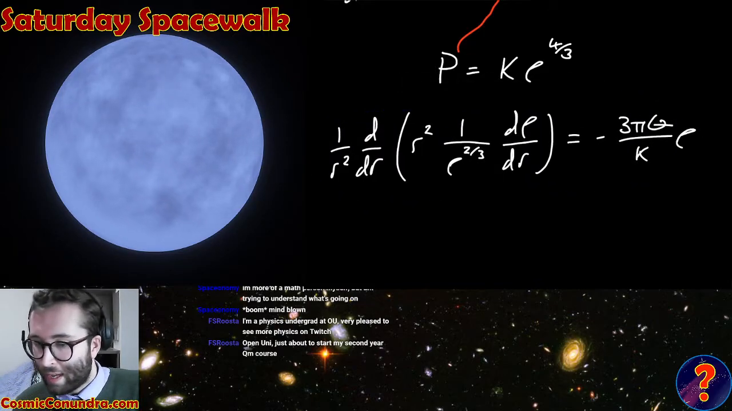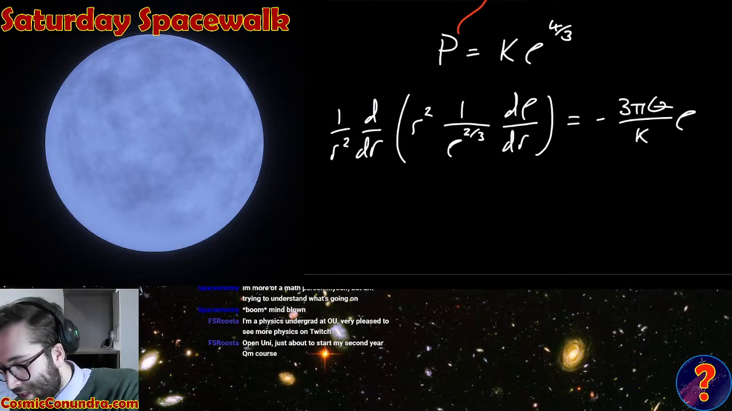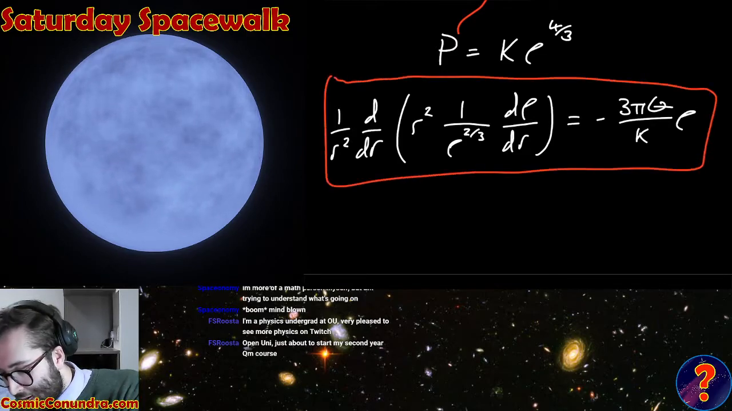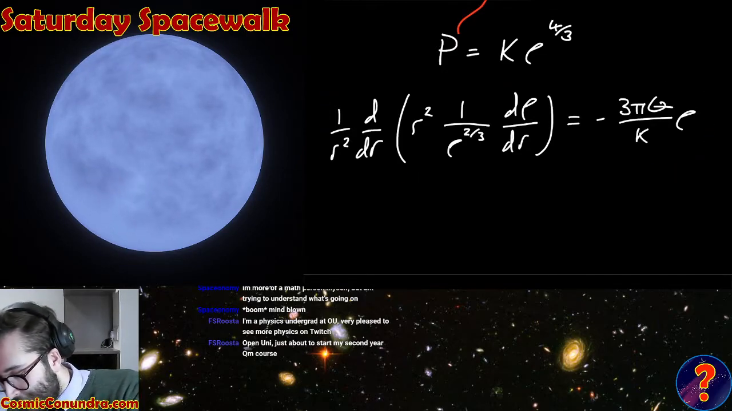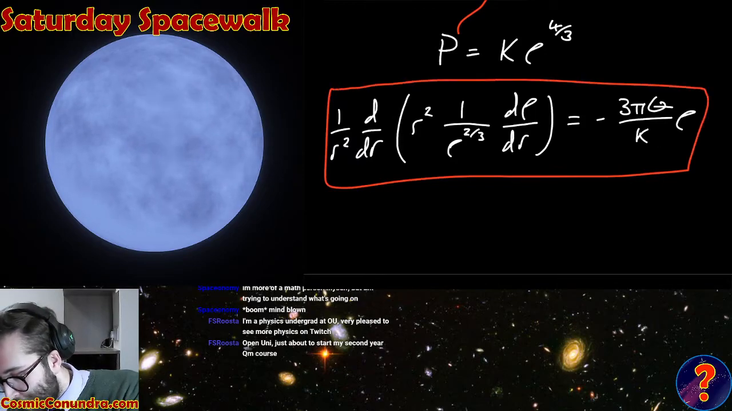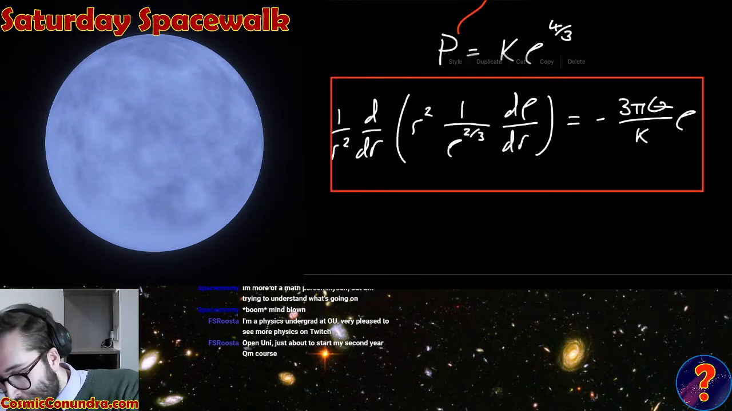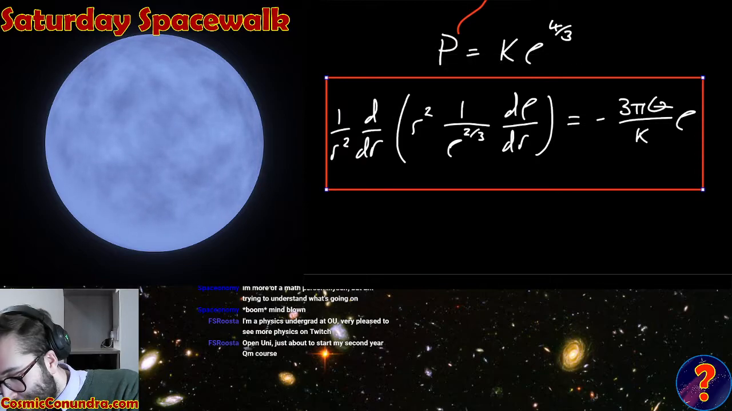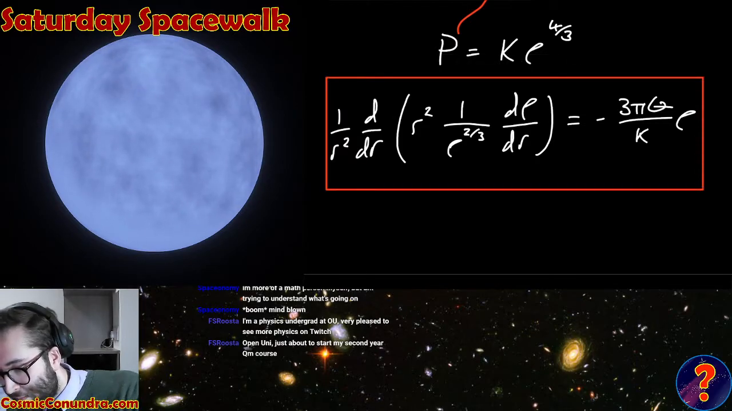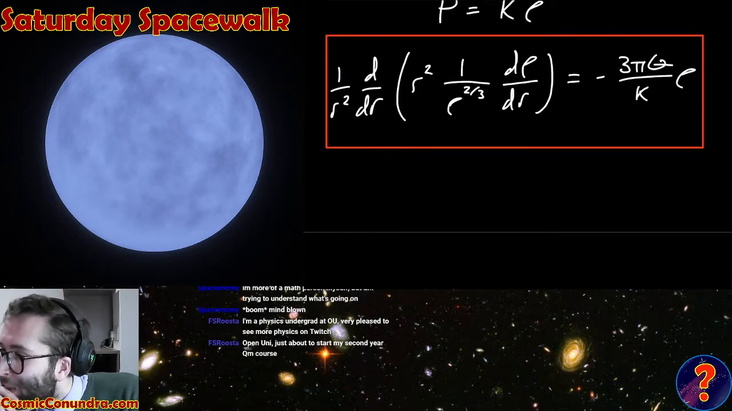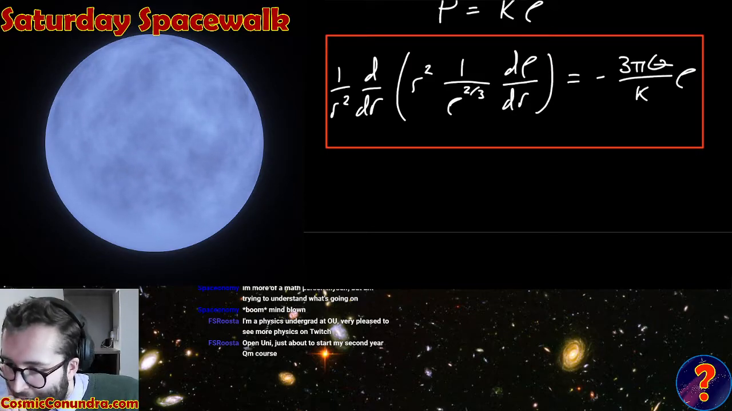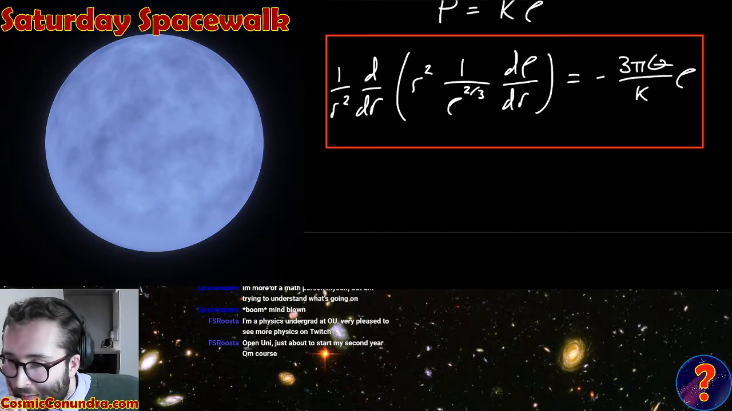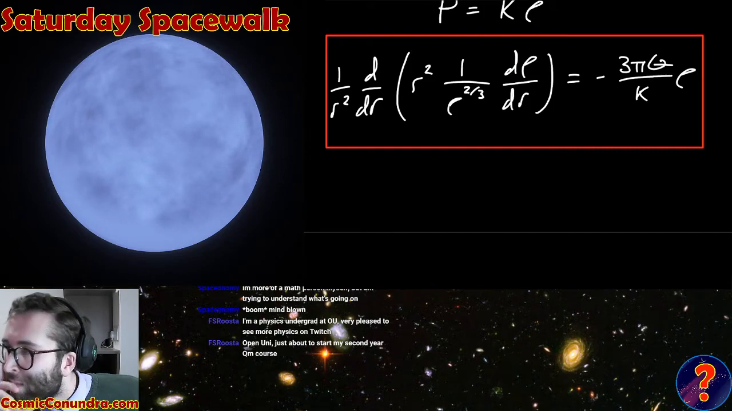So this is our differential equation that, if we could solve it, would tell us the density profile of the white dwarf. The point of solving this equation would be to find rho as a function of r. But this is quite a tricky equation to solve, and in fact it's not one you can solve analytically. You have to solve it numerically.